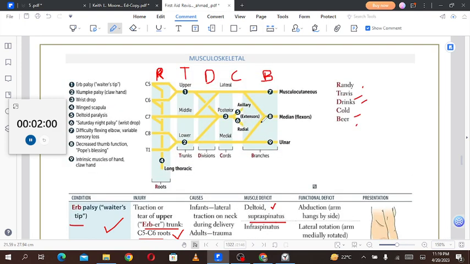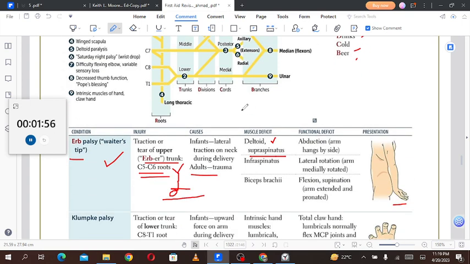So the deltoid is supplied by the axillary nerve. And the supraspinatus is supplied by what? The supraspinatus is supplied by the suprascapular nerve. Then the infraspinatus, that is also supplied by the suprascapular nerve, and then the biceps brachii is supplied by the musculocutaneous nerve. So these are the muscles which are damaged.